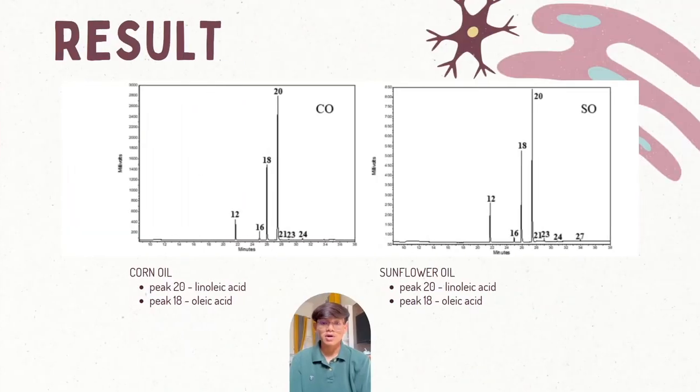Next, for corn oil, the dominant peak is peak 20, corresponding to linoleic acid, located in the later middle part of the chromatogram. The oleic acid peak 18 is smallest, indicating a high polyunsaturated fatty acid content.